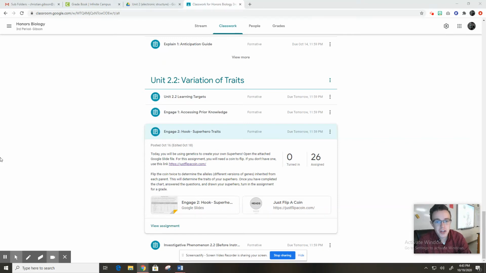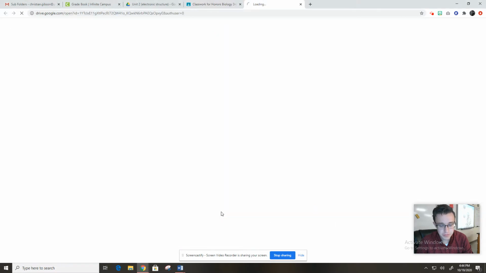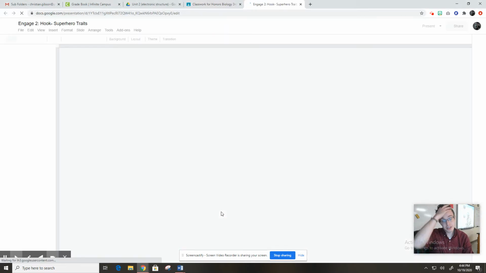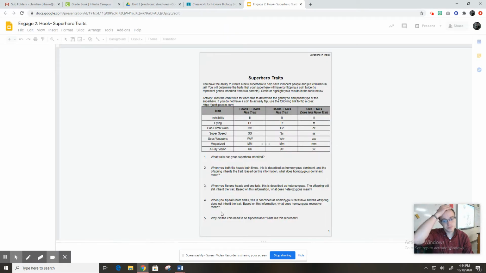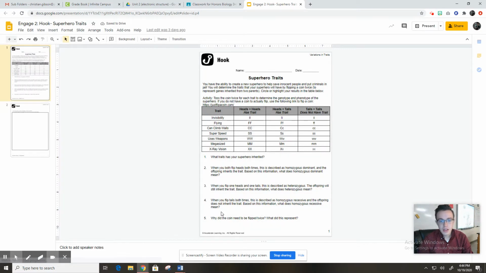So for this hook activity, you are getting to make your own superhero using genetics, which is pretty cool. So it says today we'll be using genetics to create your own superhero. You're going to open this assignment. It's actually Google Slides. And you are going to determine your superhero's traits.